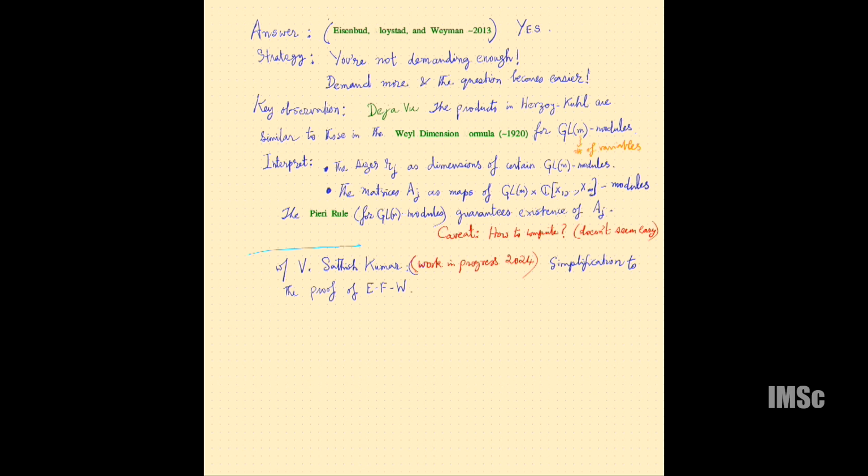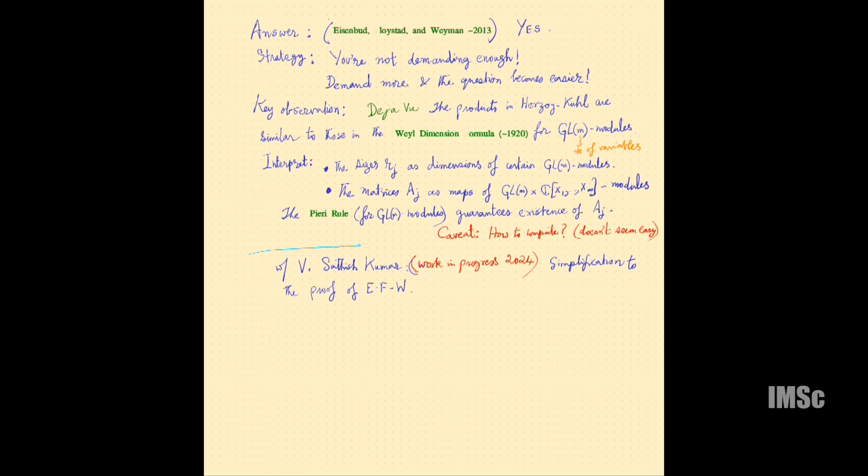The key observation is, it's sort of déjà vu: the products in the Herzog-Kühl formula are similar to those in the Weyl dimension formula, for GL_m modules, where m is the number of variables. So the sizes Rj are dimensions of certain GL_m modules.